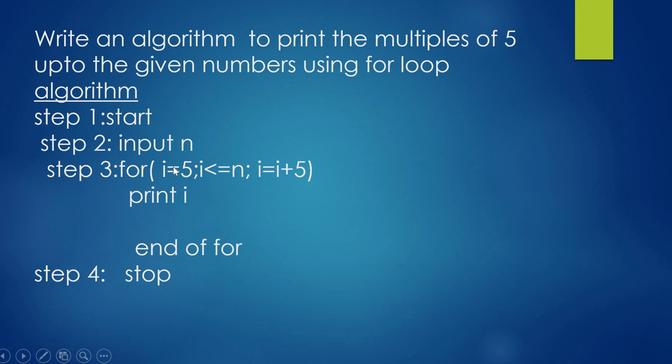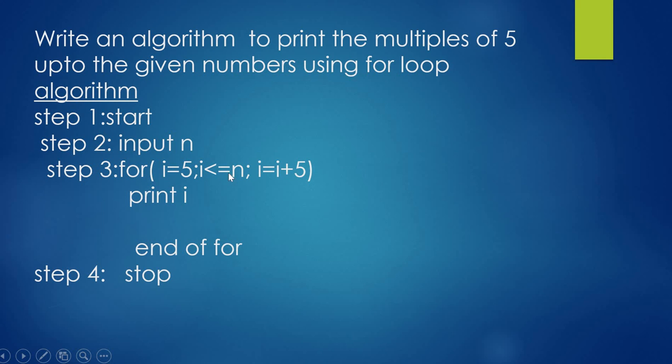See here, what is the initialization? I is equal to 5. What is the condition? I less than or equal to n. Then after the condition, it will execute the statement. After the statement only, it is incrementing or decrementing the value. Suppose, see here, multiples of 5 up to 20. N is equal to 20. Then what is happening? First initial value of I is equal to 5. After that, it is checking the condition. 5 less than or equal to n, or 20. 5 less than or equal to 20.